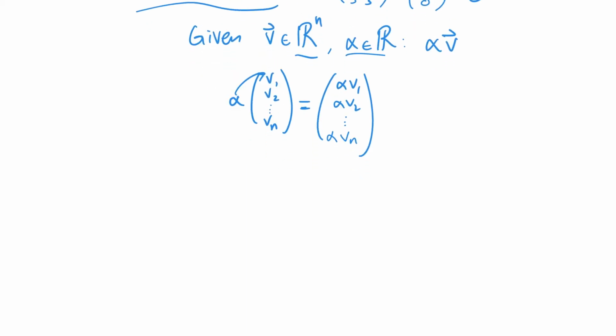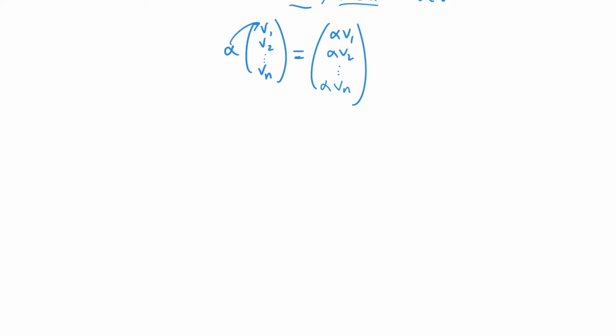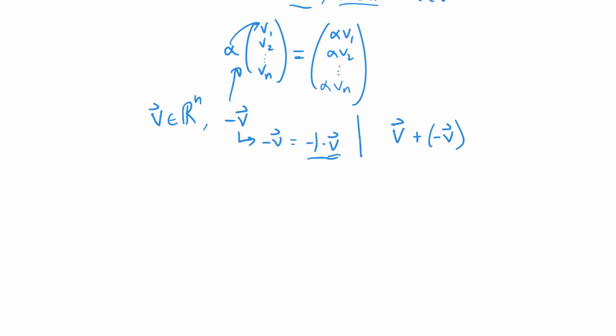The next thing on our checklist is some basic algebra. Let's say I have a vector v in Rn. I can form negative v. How can I form negative v? Well, I'm using nothing more than what I did right here. Negative v is equal to -1 times v. So this is the opposite vector. And so it follows that if I form v plus negative v, I get the 0 vector.